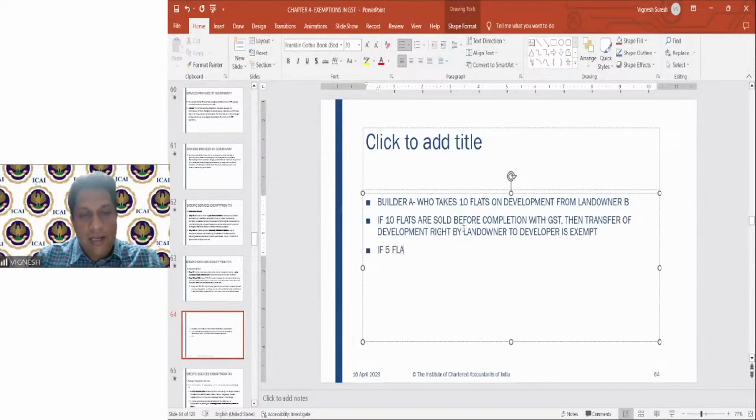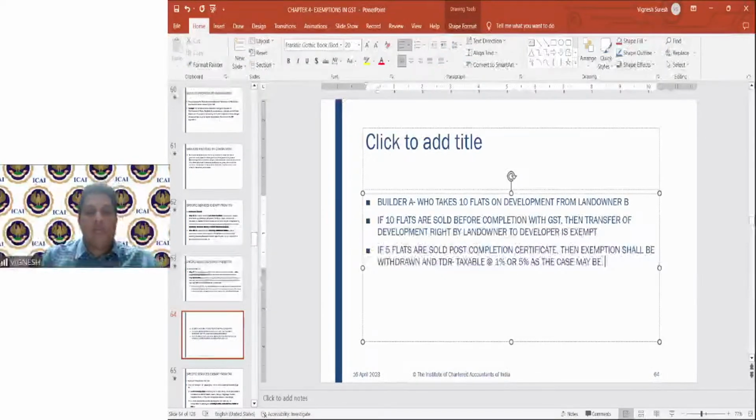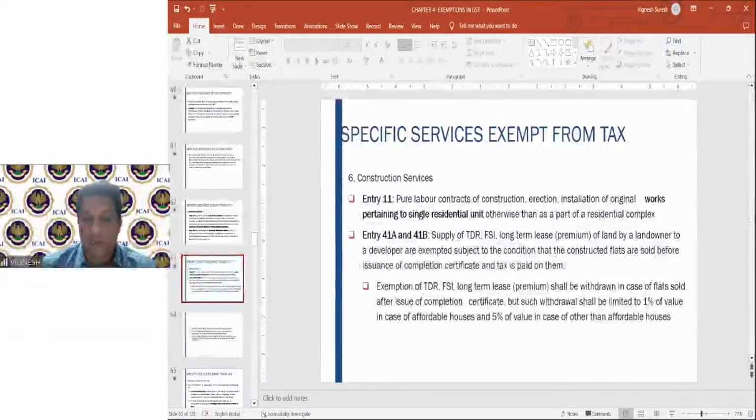Now, if 5 flats are sold post completion certificate, then exemption shall be withdrawn and the same TDR, that is the transfer of development rights, will be taxable at the rate of 1 or 5%, as the case may be. Okay, I hope you got this point. On those 5 flats only, this is an example explaining this particular concept. I hope you got this clarity.